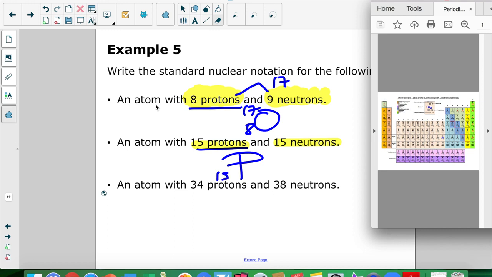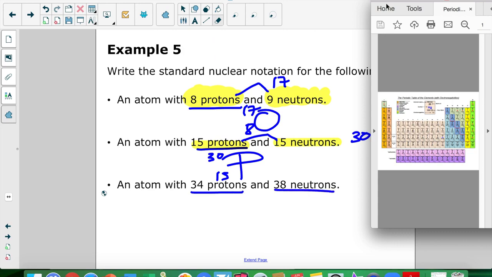Okay, and then for the mass number, remember I have to add the protons plus the neutrons. That adds up to 30. So then 30 is going to be the mass number that goes up here. Okay. Now, an atom with 34 protons and 38 neutrons. So 34 protons and 38 neutrons.